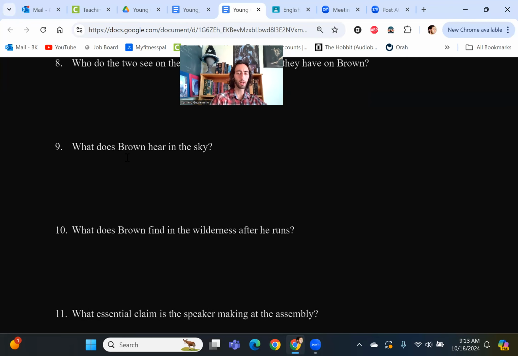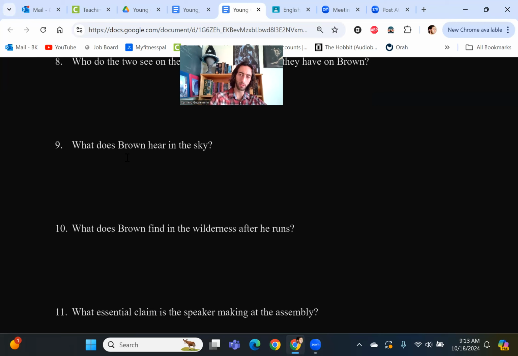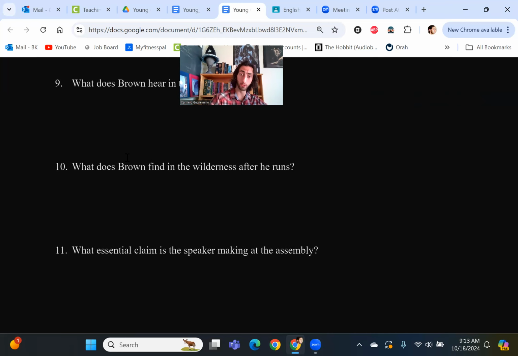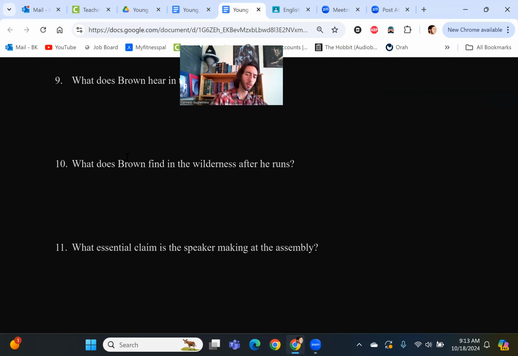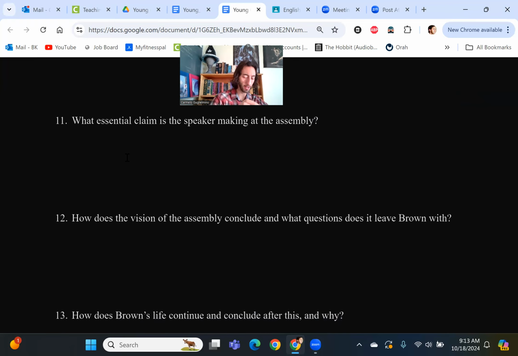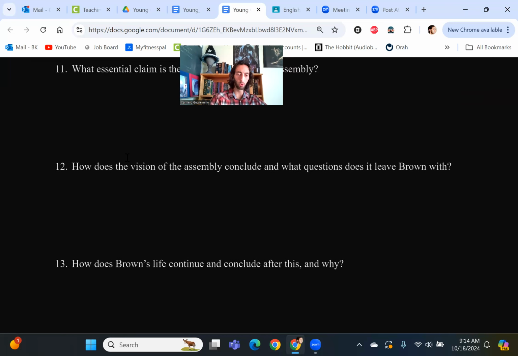What does Goodman Brown hear in the sky? He hears all of the people in town basically bringing faith to this devil meeting, essentially. And what does he find? He finds all of the people of Salem and the surrounding towns congregated here with the devil. And the essential claim that the speaker, the devil, makes at that assembly is that you're going to see tonight that every single one of you is evil, fundamentally, that evil is the nature of humanity, only evil.